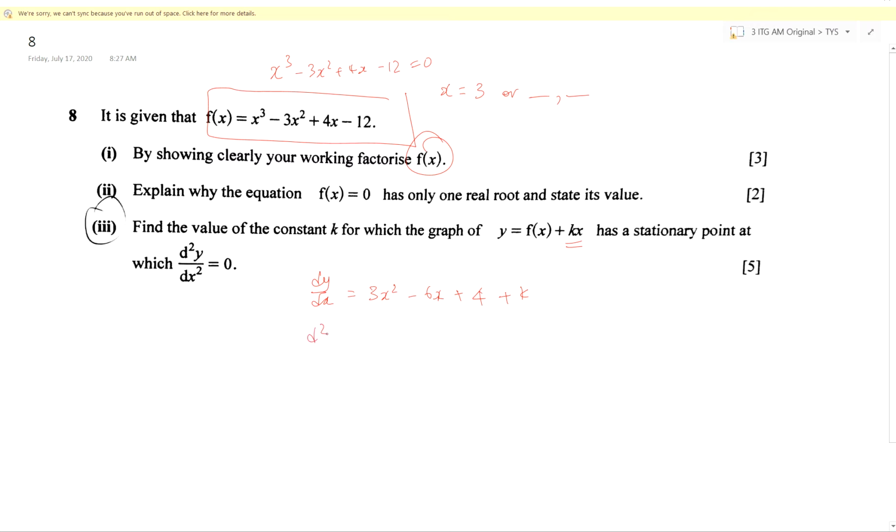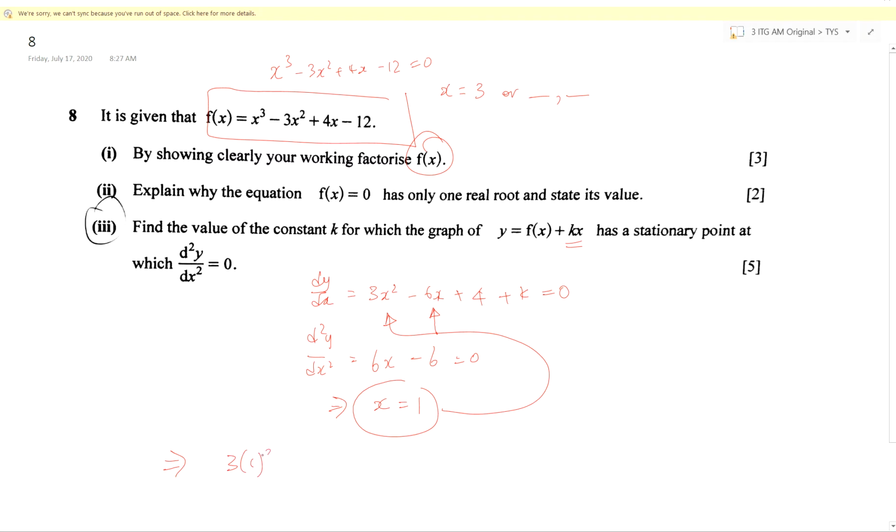So let's do a second derivative. d2y/dx squared, we get 6x minus 6, and this is equal to 0. So the only possibility is if x is equal to 1. Now what they are trying to tell us is that when we substitute x equals 1 here and over here, our dy/dx will be equal to 0. So we will end up with one equation with only one unknown.